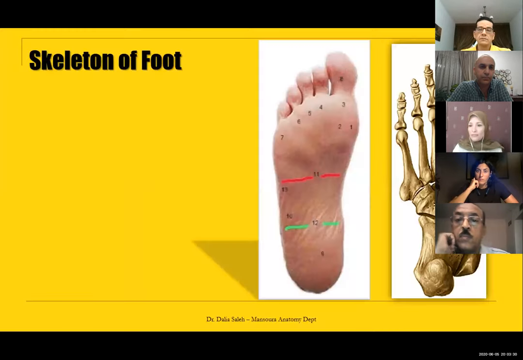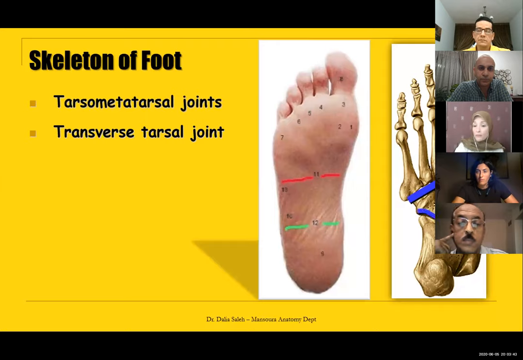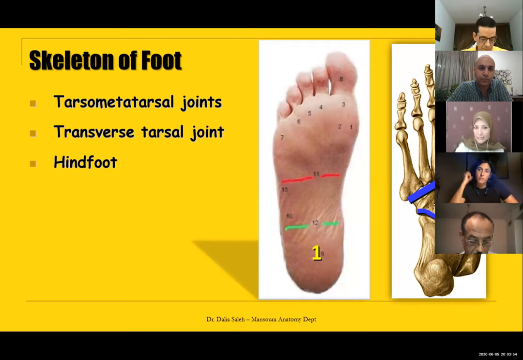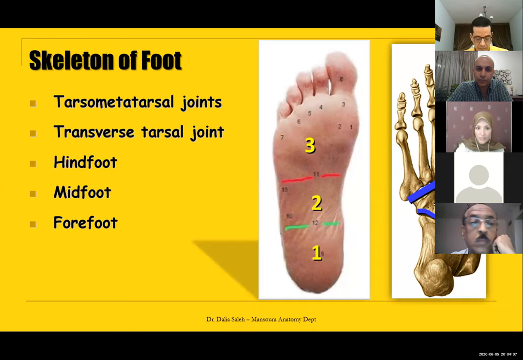As you all know, the skeleton of the foot is made of three sets of bones. We have the tarsals, the metatarsals, and the phalanges. This anterior line represents the tarsometatarsal joints, and this posterior line represents the transverse tarsal joint. These two lines divide the foot into three parts. The hindfoot, its skeleton is made by the talus and the calcaneus. The midfoot, its skeleton is made by the navicular, the three cuneiforms, and the cuboid bone. And this is the forefoot, its skeleton is made by the metatarsals and the phalanges.